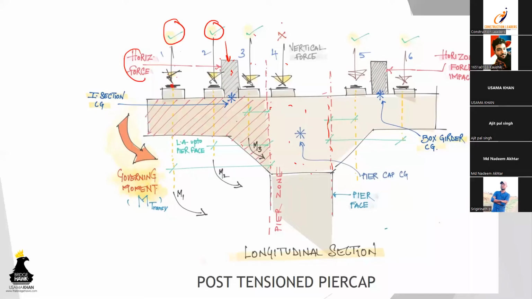Point load, but I've crossed this fourth one. If you can imagine why, it is because it is in the pier zone. So it will not be a part of the cantilever moment that is supposed to govern the design load case for designing the pier cap.